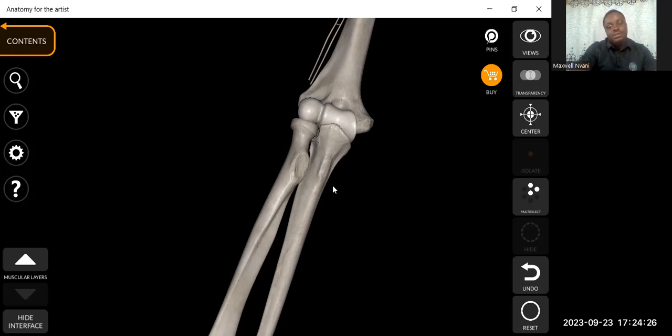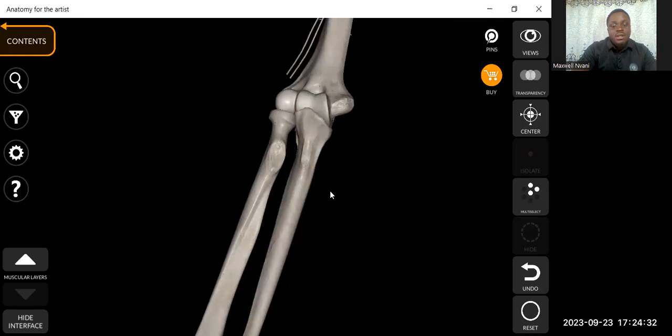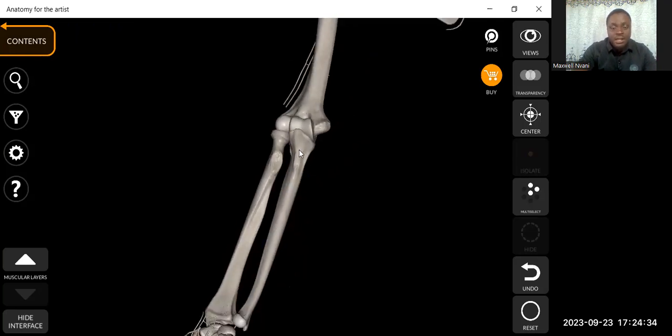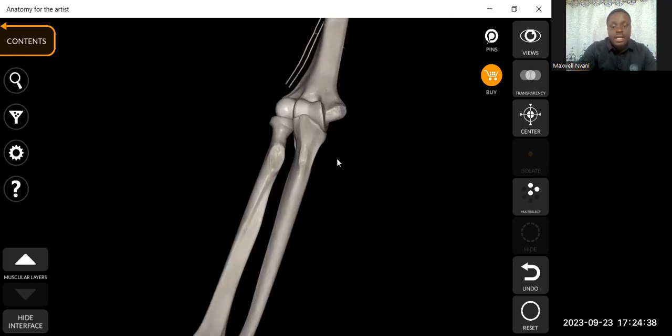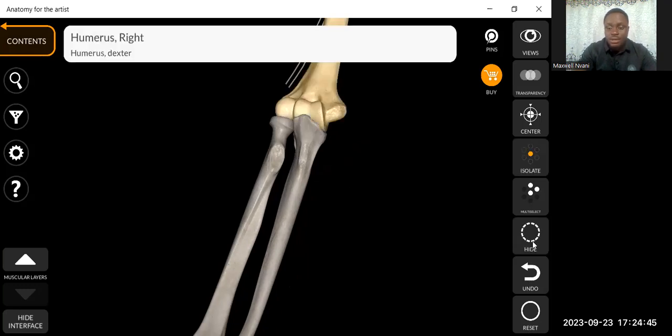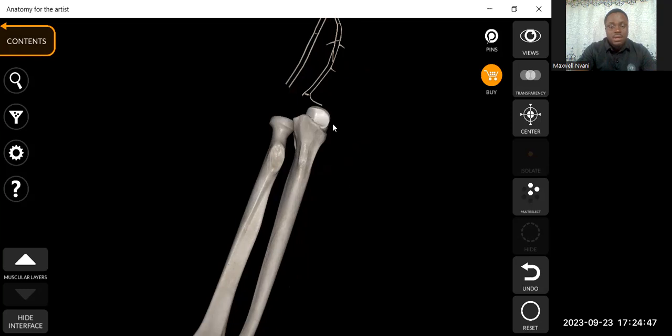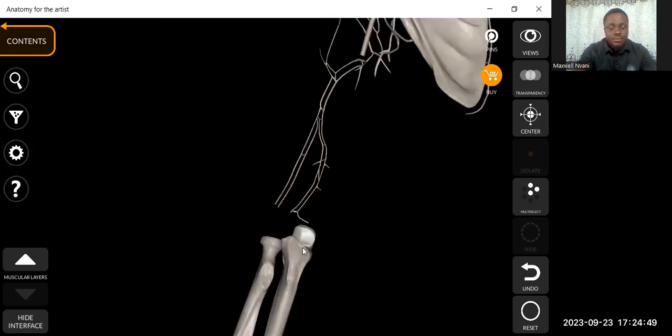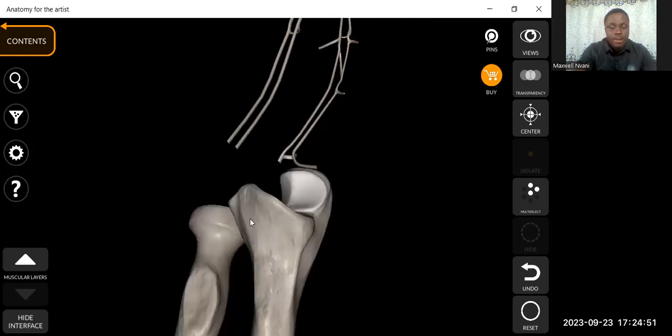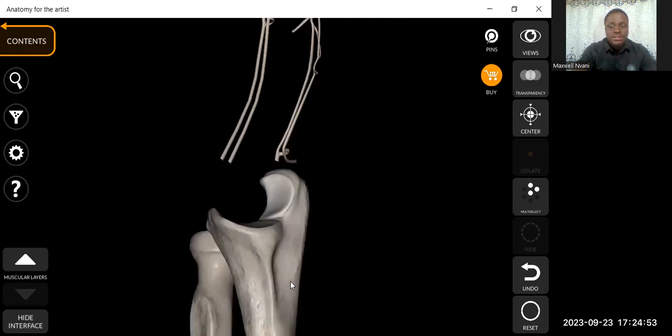So the ulnar bone is the medial bone of the forearm. That's by way of introduction. You can also describe it on three headings: the upper end, the shaft, and the lower end. For the upper end, it has two processes and two notches. I'm going to hide the humerus now so you can appreciate this. The ulnar bone has two processes.